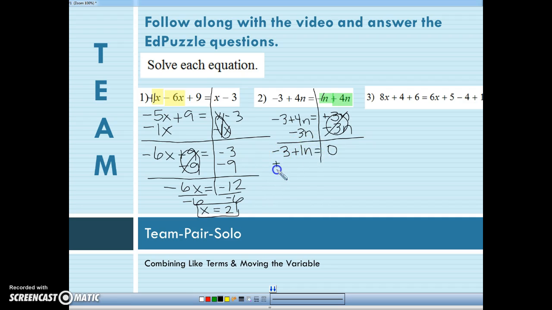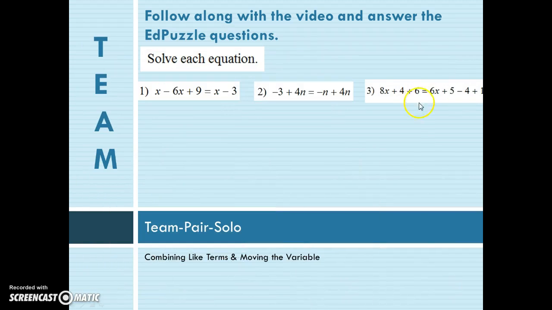So now I'm going to add 3 to both sides, doing the inverse operation of subtraction as I isolate my variable, and I get 1n equals 3. Now I can divide both sides by 1, but we know that n equals 3. 3 divided by 1 is 3.